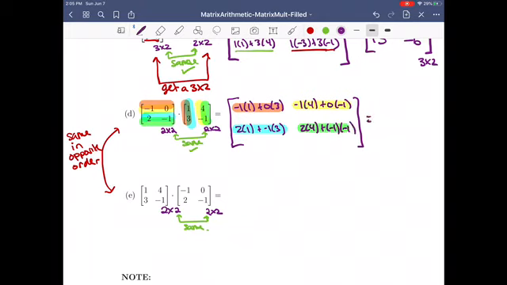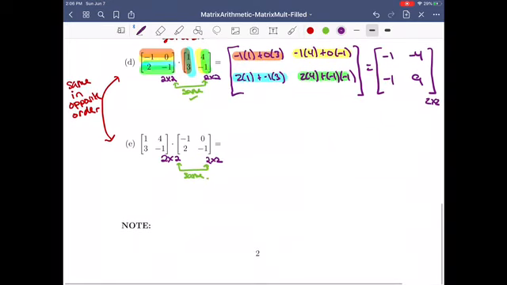So here we're going to get negative 1 plus 0 is negative 1. Negative 4 plus 0 is negative 4. 2 minus 3 is negative 1. 8 plus 1 is 9. Okay, so that's our 2 by 2 matrix. Okay, I'm going to do this last one without colors, so hopefully that's okay. Hopefully we're getting the hang of it.